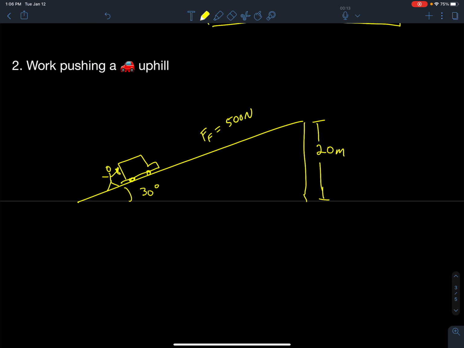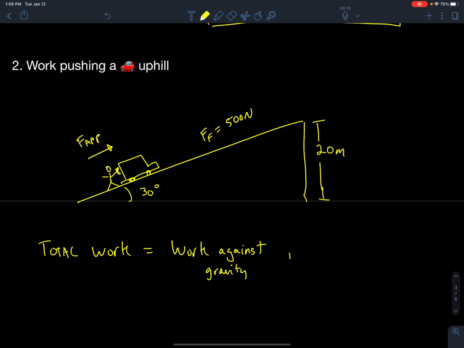Okay, so this person is going to apply a force, and when they're applying a force, they have to apply a force such that they can lift the object uphill and they can work against friction. How are we going to solve this? So the total work that person's going to have to do is equal to work against gravity plus work against friction. That's the way I'm going to look at this.